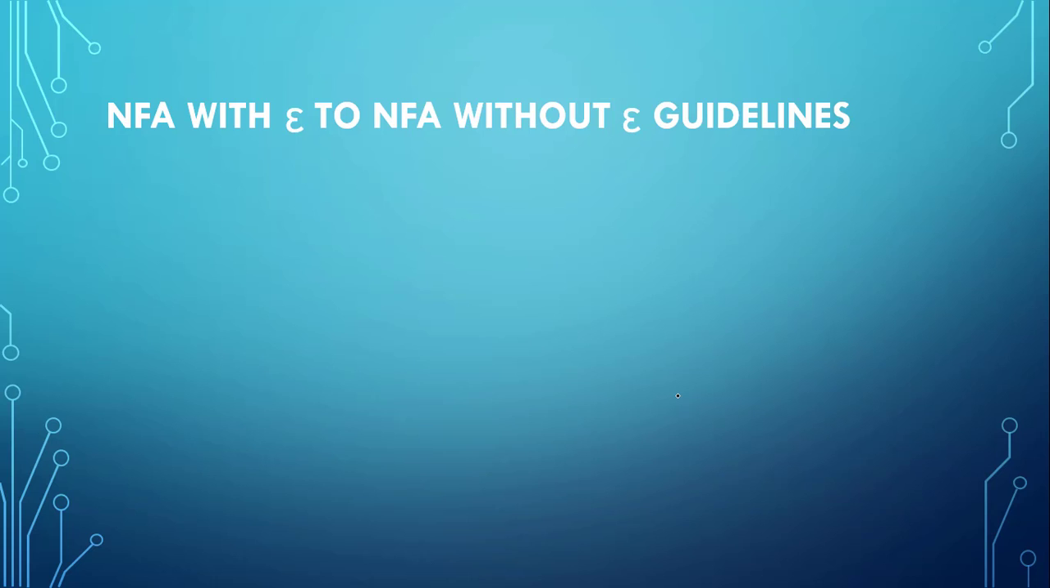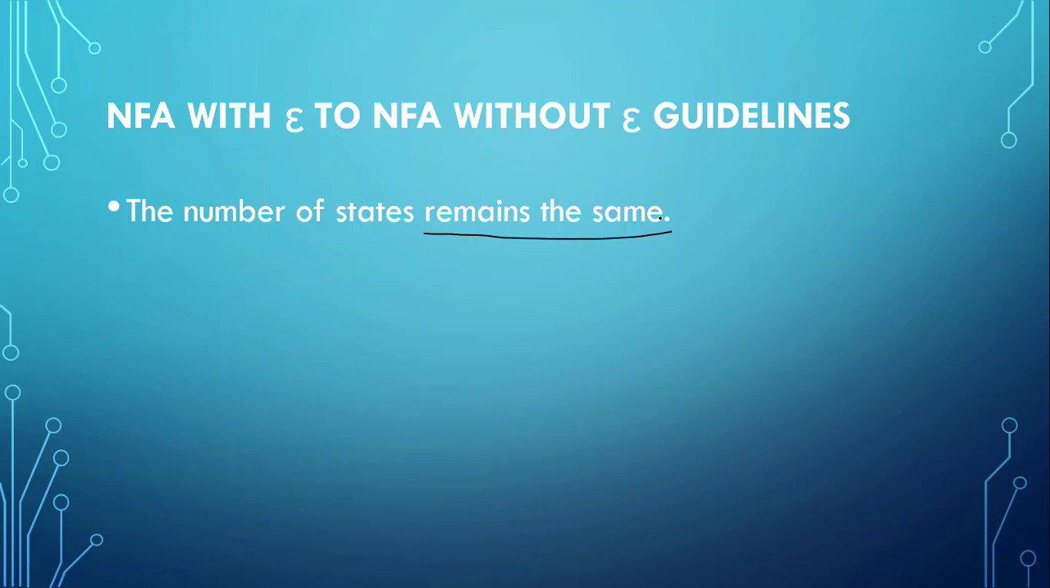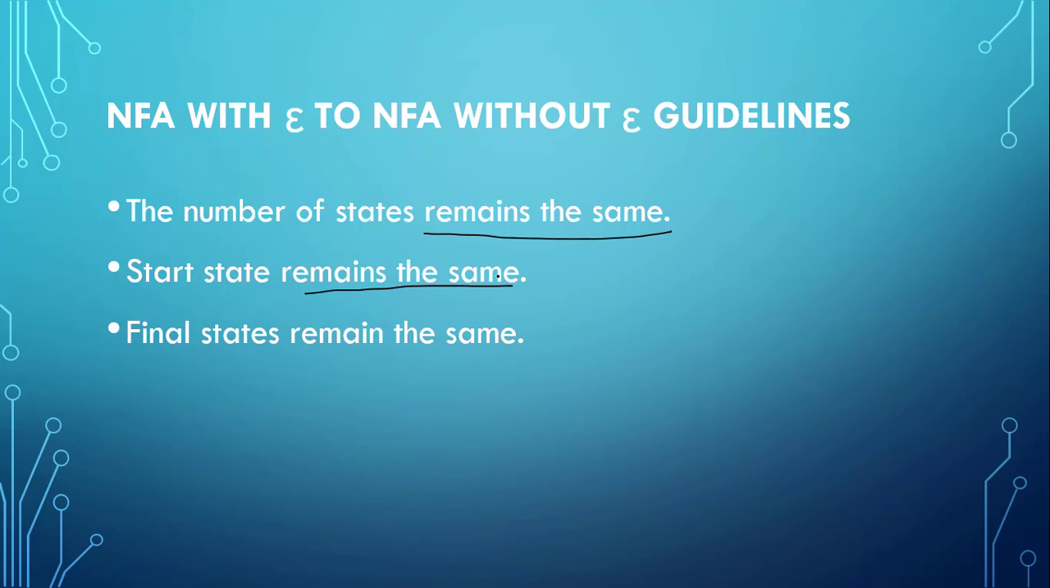So here are the guidelines for converting our NFA with epsilon to NFA without epsilon. Rule number 1 or the guideline number 1 is the number of states will always remain the same. The number of states are never going to change. Rule number 2 is start state will always remain the same. Next step is final states will also remain the same.